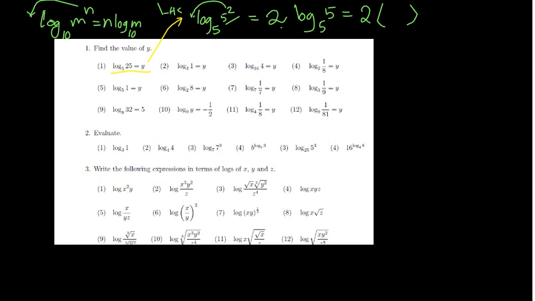Then this one, second question. Log 1 to the base 3. So remember log 1 of any base. We go back: in the beginning we said log 1 of any base equals 0. So by applying that, we just say 0 equal to y.